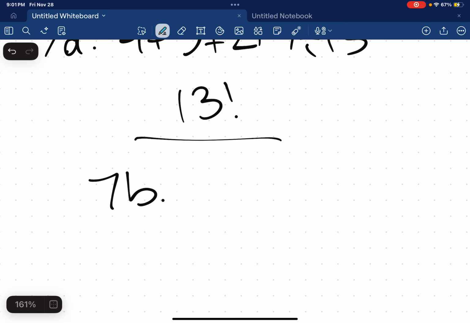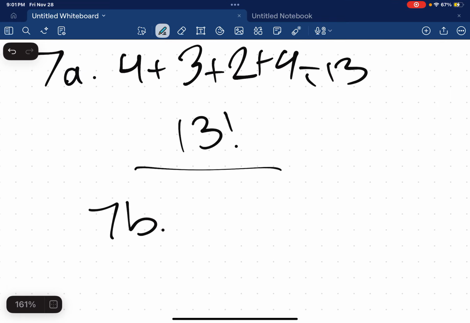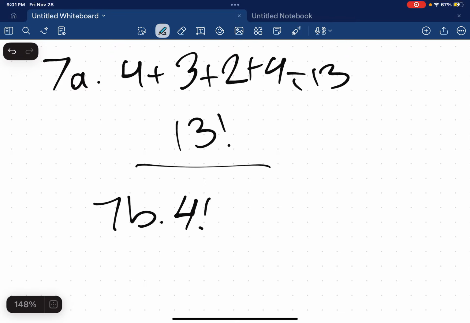7b says in how many ways can the books be arranged so that the books of the same subject are grouped together. To do this, we first start with math. We know that there are 4 math books, and if they need to be grouped together, that means that there are 4 factorial ways to set them up first. And now we're going to have to multiply that by the rest of the arrangements. So we have 3 factorial ways for science books, times 2 factorial ways for geography books, times 4 more factorial ways for history books.